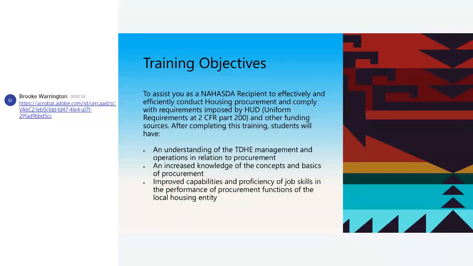As an objective, you as a NAHASDA recipient will hopefully learn to effectively and efficiently conduct your housing procurement and comply with those requirements at 2 CFR 200. Other funding sources, if you're utilizing any other source of funding, you also have to follow all of their rules. When they compete, it becomes difficult. The rule of thumb is always follow the strictest set of rules.